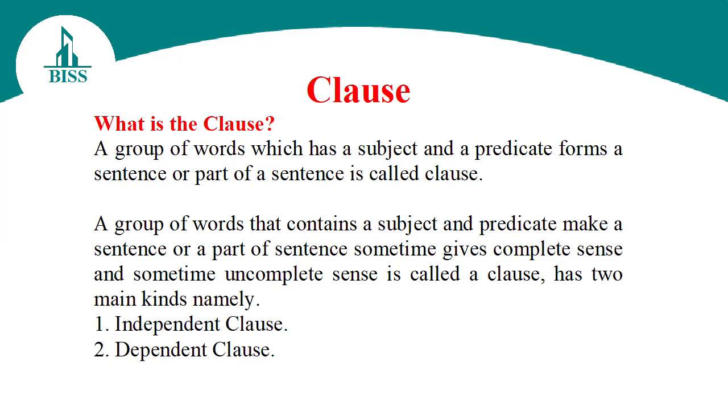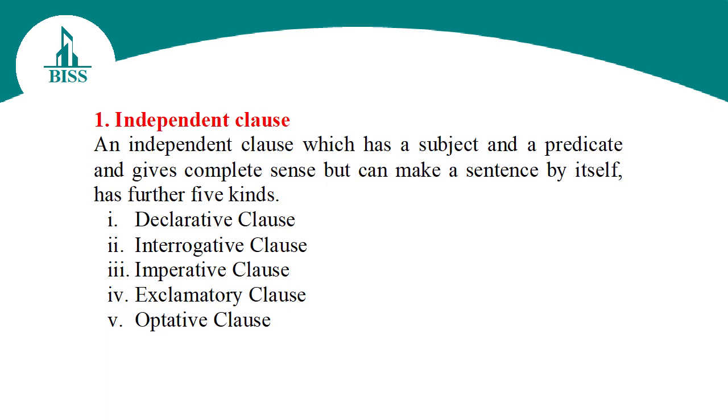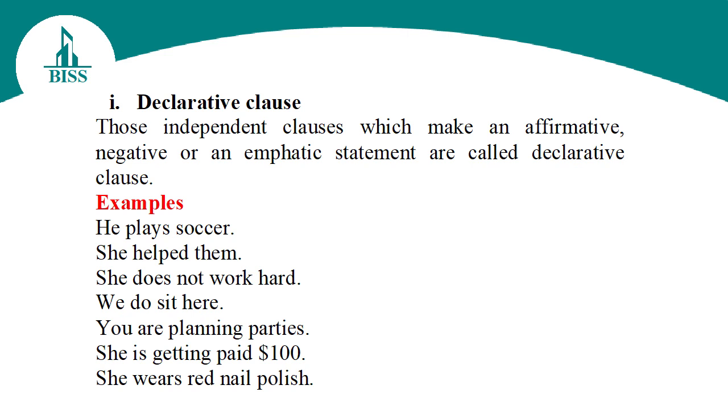What is a clause? A group of words which has a subject and a predicate and forms a sentence or part of a sentence is called a clause. It has two main kinds, namely independent clause and dependent clause. Independent clause is the first kind of clause. An independent clause has a subject and a predicate and gives complete sense, and can make a sentence by itself. It has five further kinds.